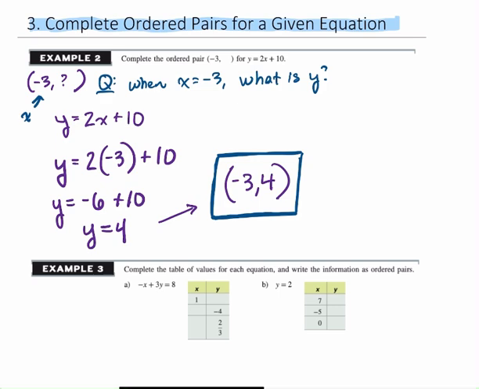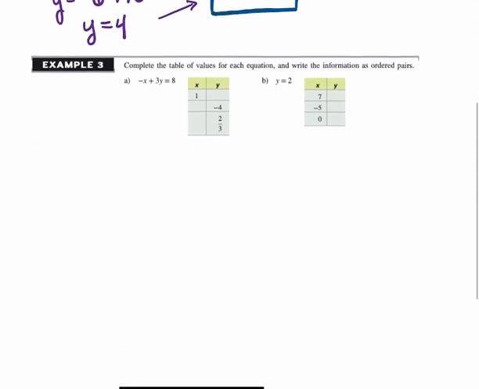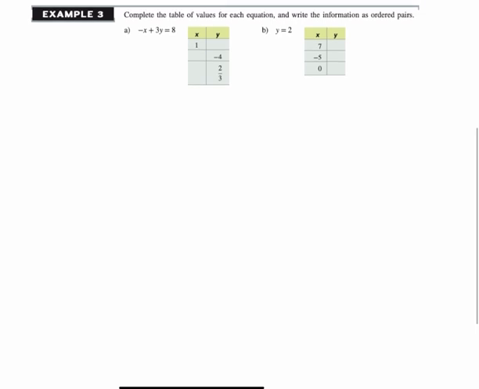So let's get some more practice with this. We can build a table of values, and that's what they're setting us up for here. So it says complete the table of values for each equation and write the information as ordered pairs. So let's look at this first equation. We have negative x plus 3y equals 8.